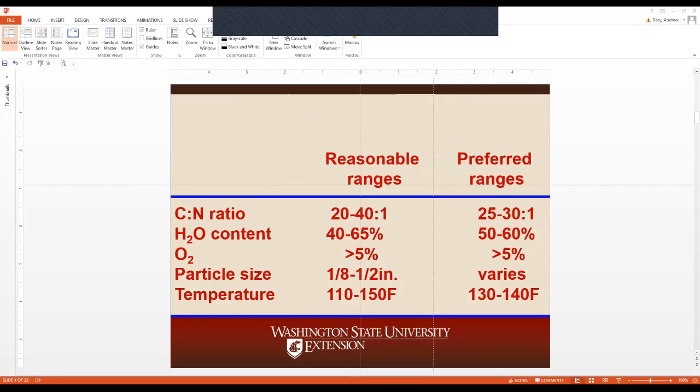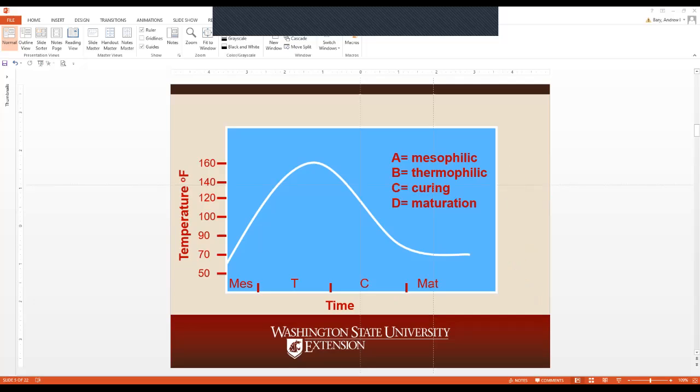So here's the number of issues that we're going to be looking at that make up compost piles that are important for compost pile operation. We have reasonable ranges, and we have preferred ranges. And all of these will work. It just depends on how the activity of your compost and how things are going to work. So we're going to start by covering a little bit about carbon to nitrogen ratio, always abbreviated as C to N ratio. Water content, how much water is in your compost pile. Oxygen, how much oxygen is in your pile. Particle size, and then temperature. All these are important aspects of composting that you need to take into effect when building compost piles.